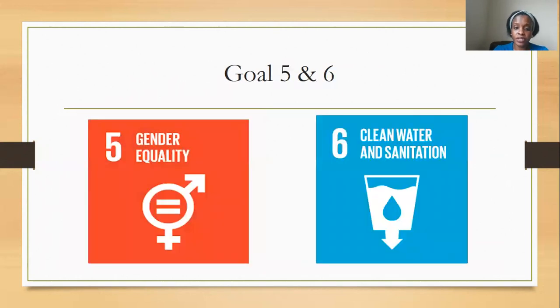Goal number 5, gender equality. How can we use technology to ensure gender equality in the world? Goal number 6, how can we use technology to ensure everyone has clean water and also good sanitation? Good sanitation meaning proper disposal of fecal and urinal waste, extremely important, and in an affordable and accessible way to all.